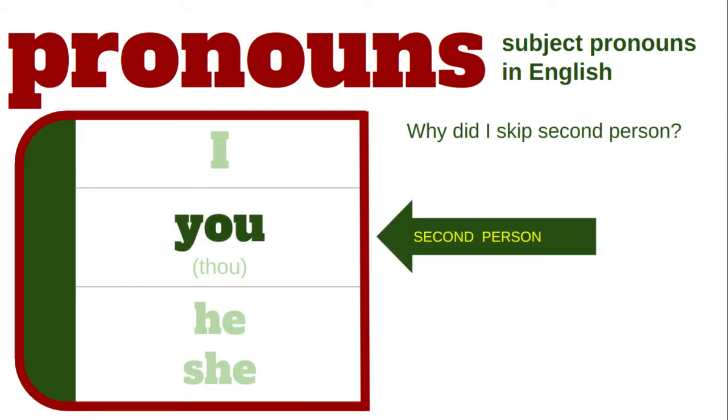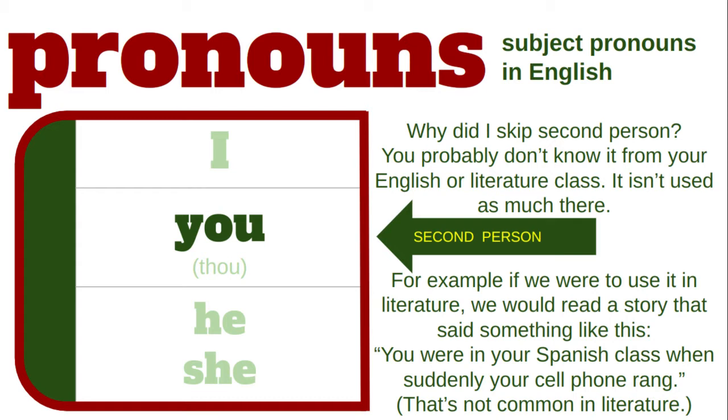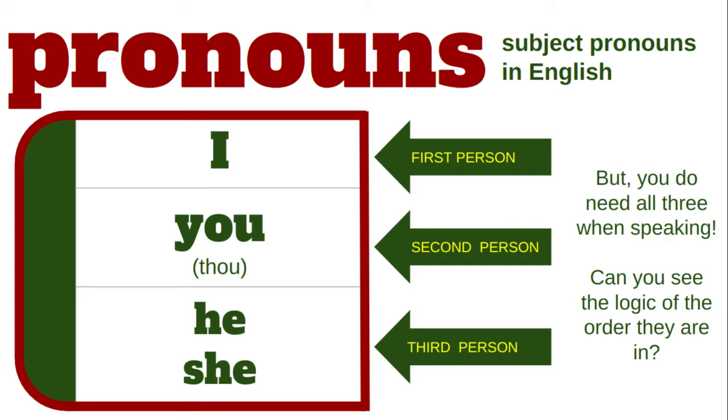You might have noticed that I skipped second person. There is a second-person pronoun. It's the pronoun you. And you probably don't recognize second-person point of view from an English class or a literature class because it's not normally used in literature. If we were to read this in a story, the story would say something like this. You were in your Spanish class when suddenly your cell phone rang. There aren't very many stories written like that, as if they were talking to you. You might see that in a choose-your-own-adventure type story or in instructions for how to do something, but not in most novels or plays or other stories. It is used all the time in speaking English or Spanish, though, even though we don't see it as often in literature. We definitely need it for using a language.